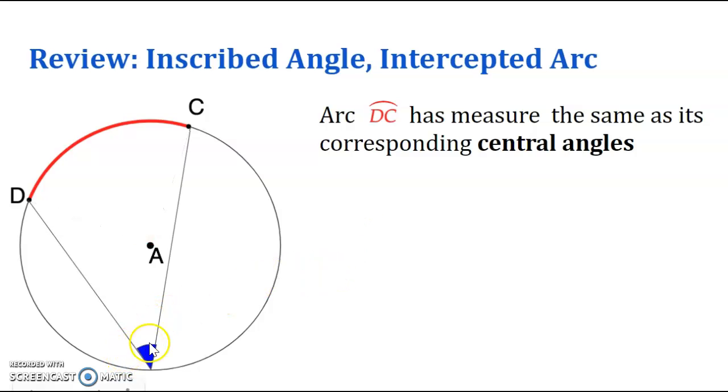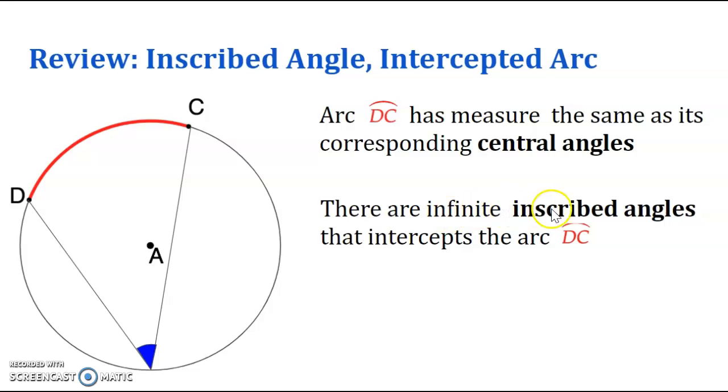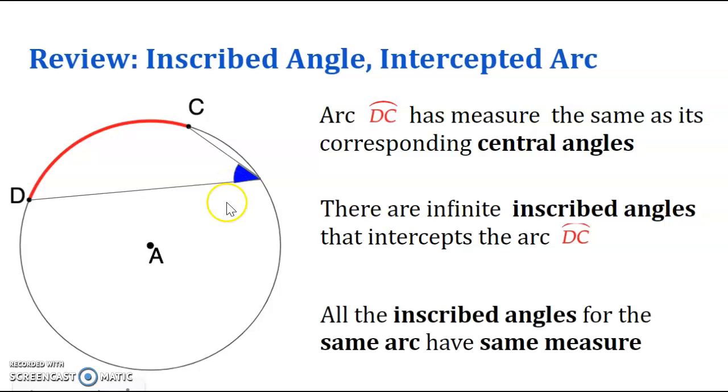We know that there are infinite inscribed angles that intercept the arc DC. We have arc DC here, and there are infinite inscribed angles. So that's one, this is another inscribed angle. There are infinite numbers of inscribed angles, and we just need the inscribed angle to be anywhere on the circle itself, on the other side of the circle. All the inscribed angles for the same arc have the same measure, and that's what we discovered last lesson.